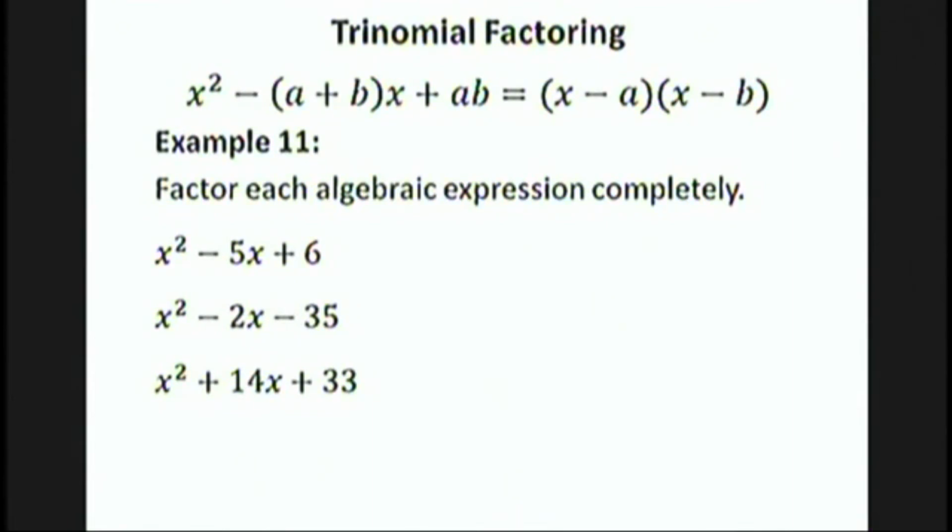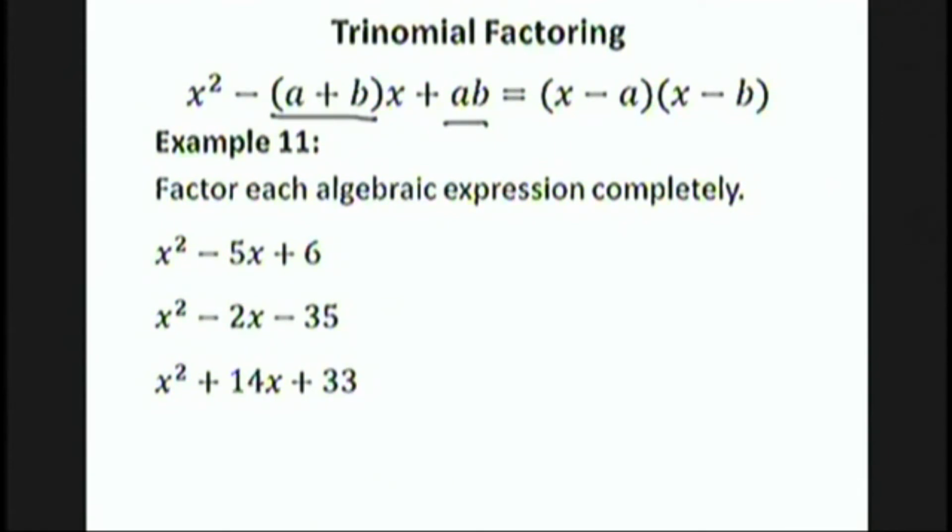Trinomial factoring. A trinomial is a polynomial with three terms. The trinomial x squared minus (a plus b) times x plus ab factors as x minus a times x minus b. Notice that we're only going to be factoring trinomials of a very special form, where the constant term is a times b, and the coefficient of x is the negative of a plus b.